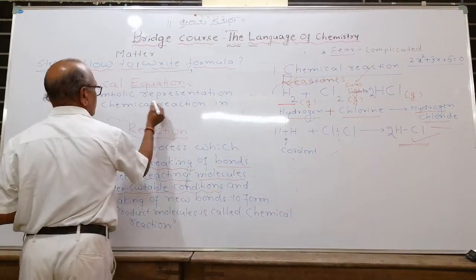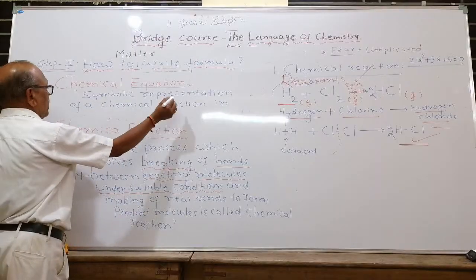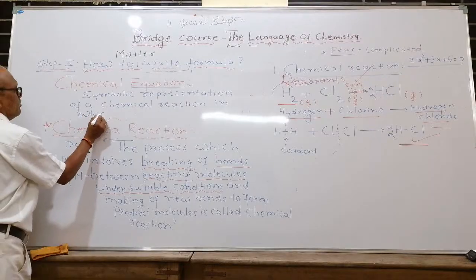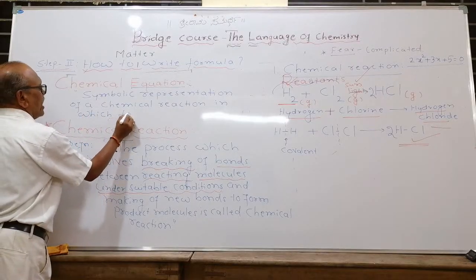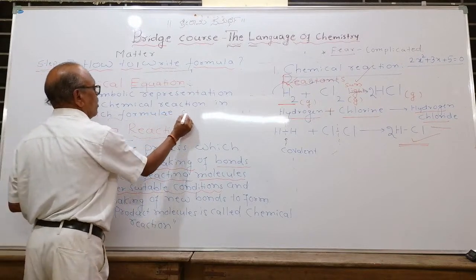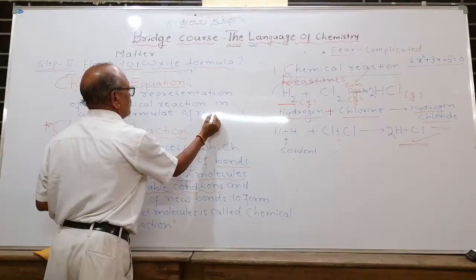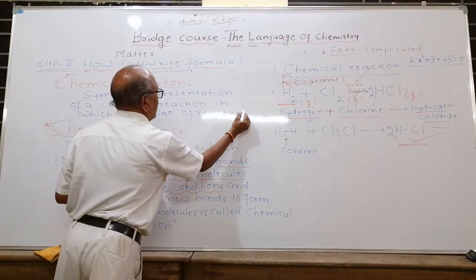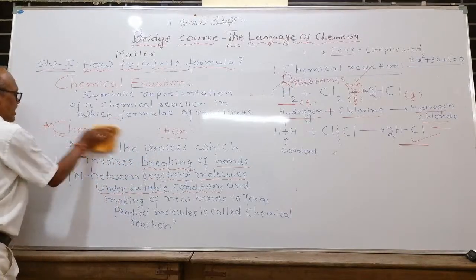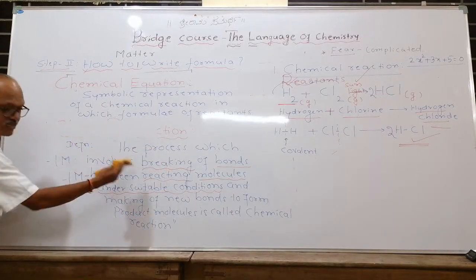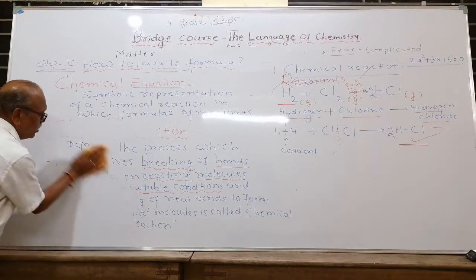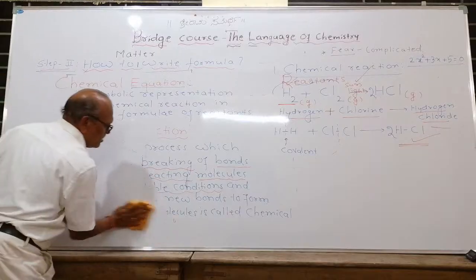Similarly, here also, a symbolic representation of a chemical reaction in which formulae of reactants are written on the left side. Formulae of reactants. Formulae is the plural of what? Formula, right? Many students are very weak in this. I hope you completed this. I will rub this, I think you have noted it. All of you correctly note down definitions, right?